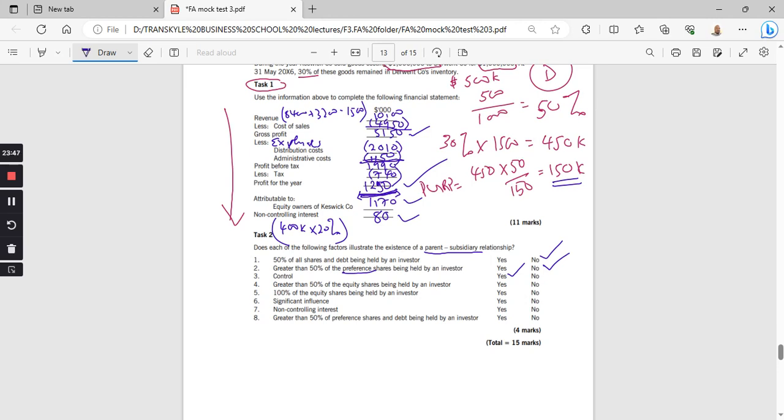Although there could be certain contracts which might limit your exposure or your exercising of the right of being a parent. There might be some limitations imposed by certain contracts which might limit your powers, and you might be restricted from acting as a major shareholder even if you have got more than 50% of the shares. The standard allows that.